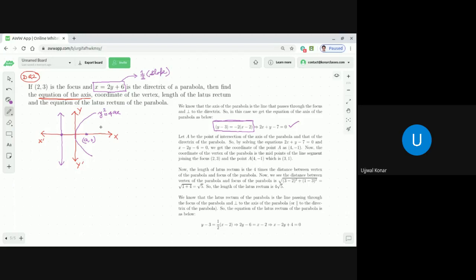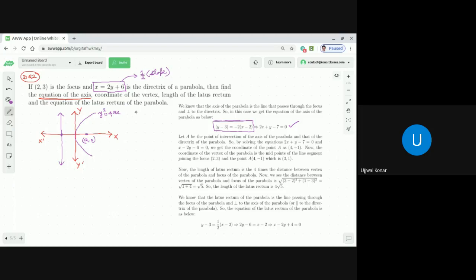By the way, this diagram, what you see in the left hand side, is a symbolic representation that doesn't exactly represent the parabola under the question. Because in the diagram I have drawn here, the directrix of the parabola is parallel to the y-axis, but the actual equation is x equal to 2y plus 6. So here is a symbolic representation just to make an analogy of how we can find the coordinate of the vertex.